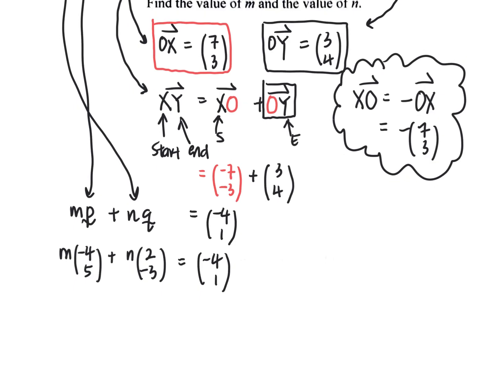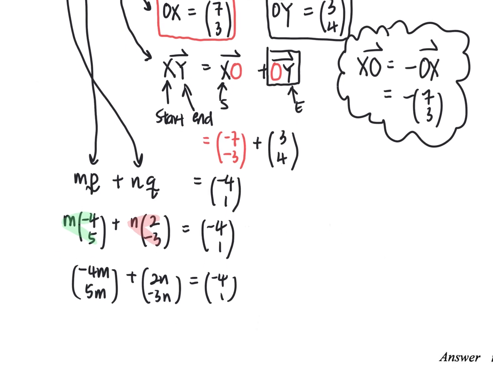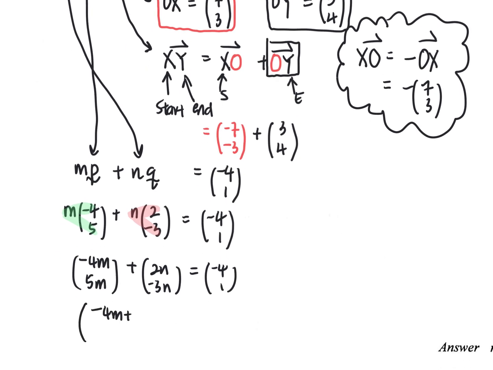Okay, so how to combine? Remember for matrices, you multiply the M into the bracket. Multiply the M into the bracket. So this one will be minus 4M, 5M. This one will be 2N and minus 3N. So if you combine them, you will get minus 4M plus 2N, and 5M minus 3N. So the rest is your simultaneous equation. The first one equals this one. The second one equals this.